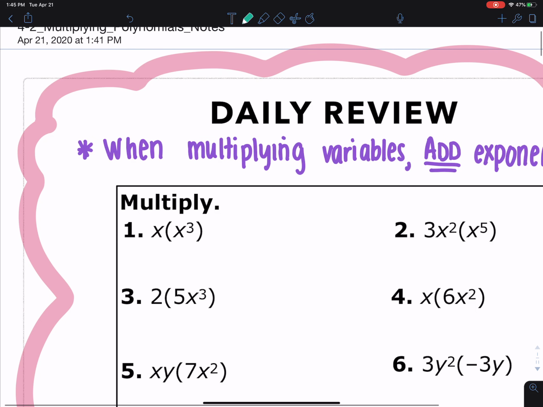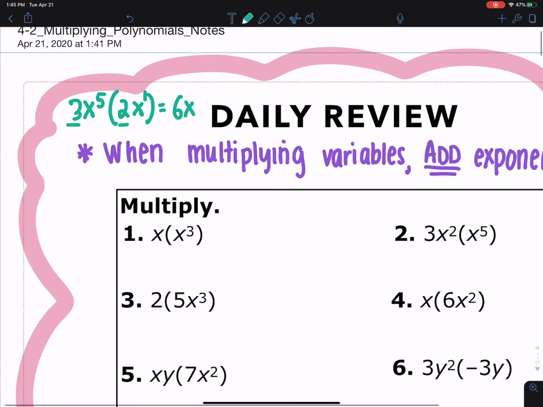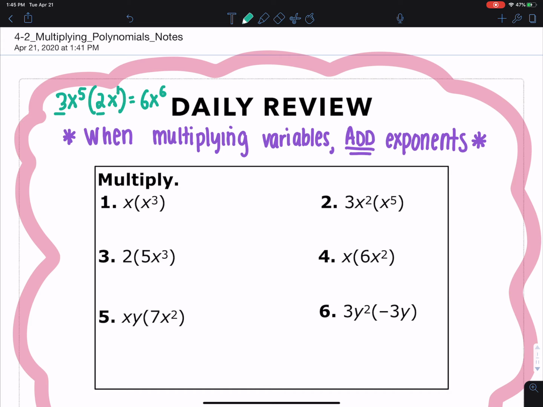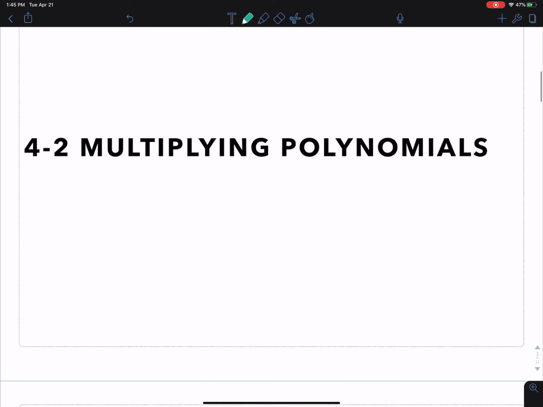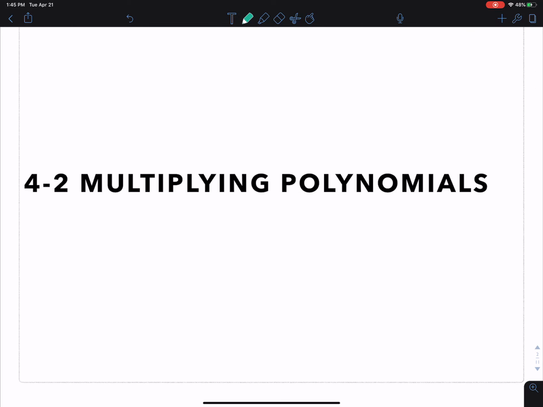For example, if we have 3x to the fifth, and we're multiplying that by 2x, you multiply the coefficients, and you would have 6, and then you add your exponents. Remember, this is an exponent of 1. So we would end up with 6x to the 6th power when we multiply those together. So make sure you complete the daily review. And again, this is 4.2, multiplying polynomials.